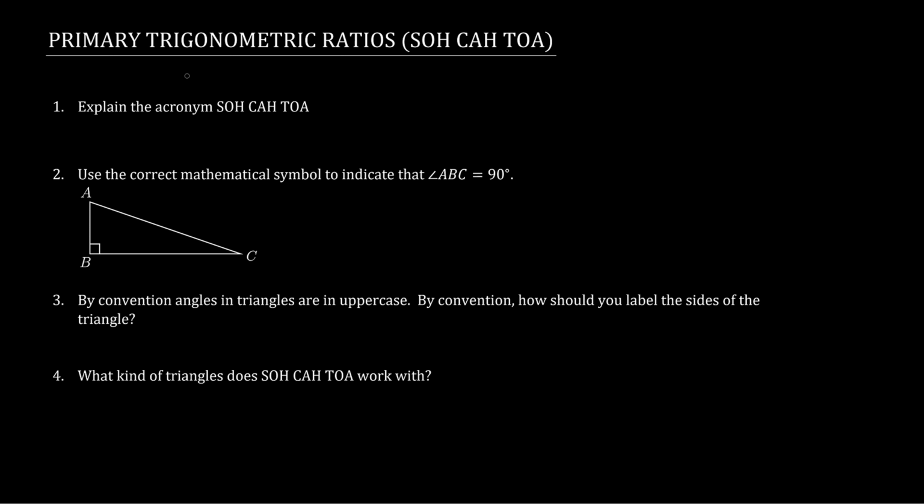Let's practice some primary trigonometric ratios, also known as SOH CAH TOA. We'll be learning in this chapter that sine of some angle means opposite over hypotenuse. So the trig of some angle is a ratio of two sides.